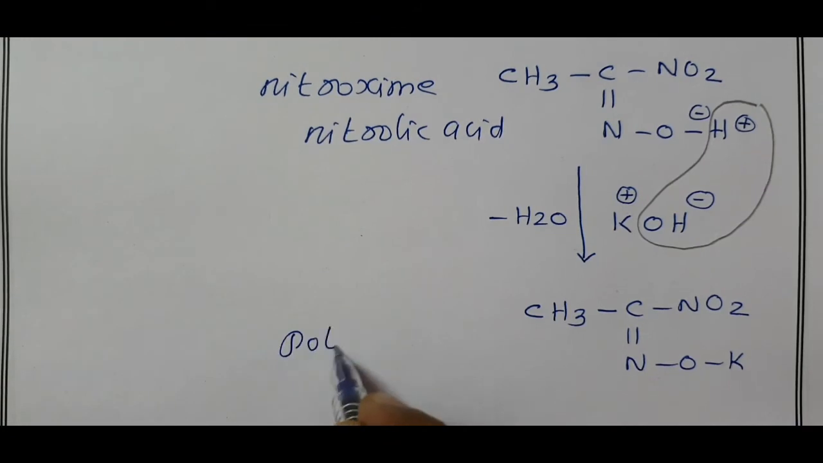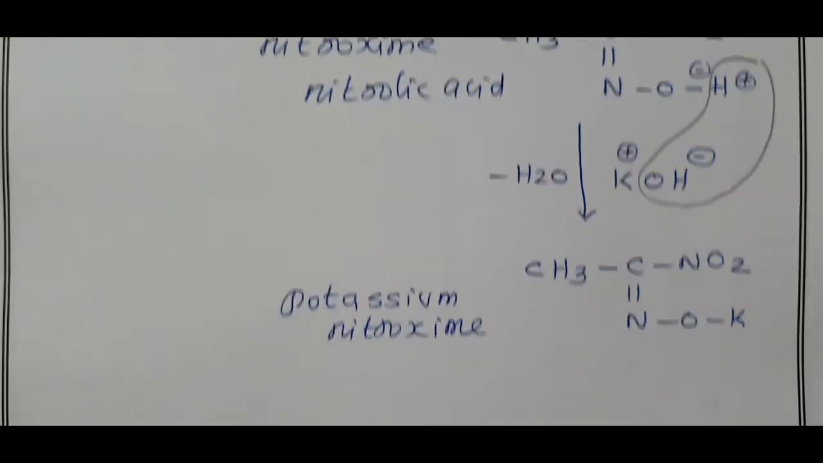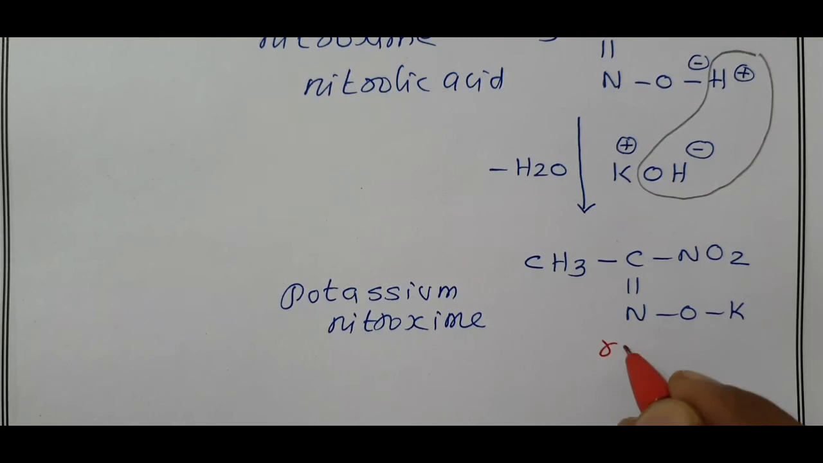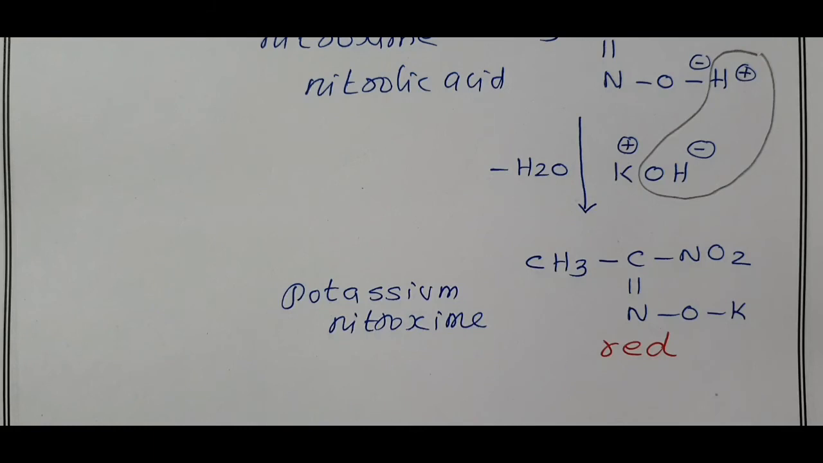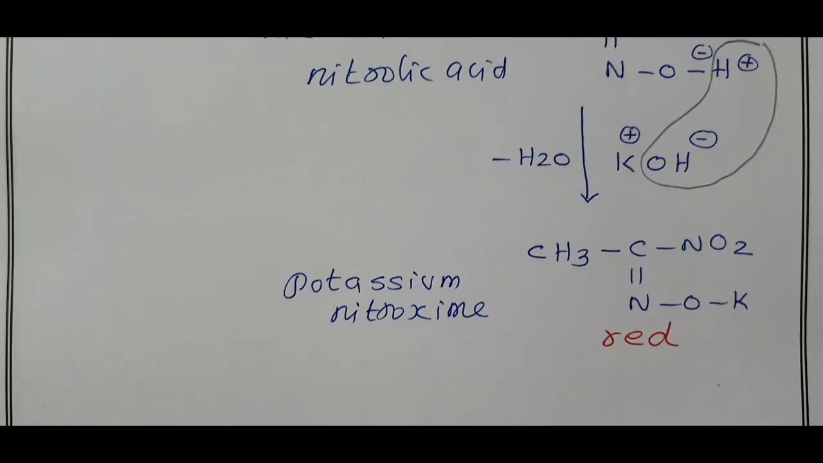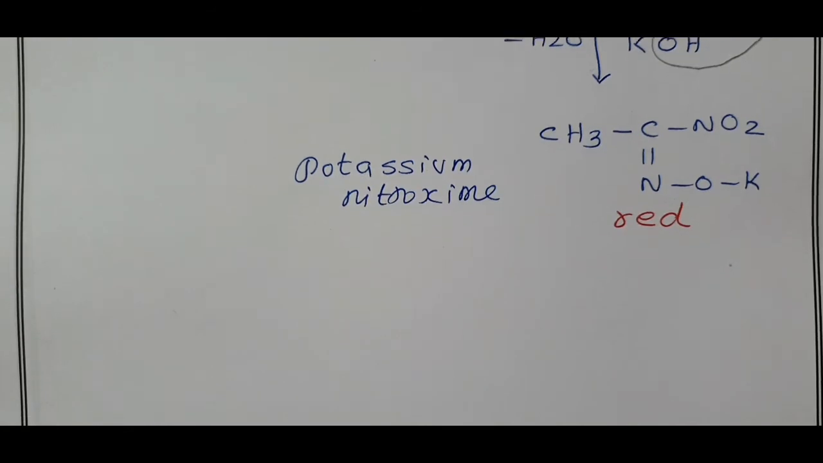Nitroethane potassium nitroxide. The color of this compound is red. Generally, primary alcohol gives red color in the Victor-Meyer test. The color of this compound is red. Now we are going to discuss the secondary alcohol, and how it is distinguished in the Victor-Meyer test.